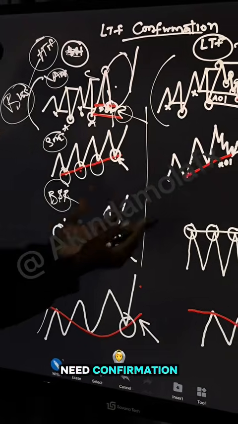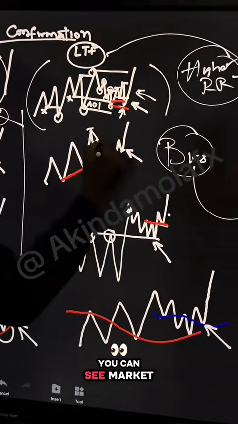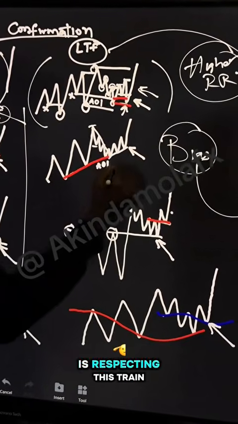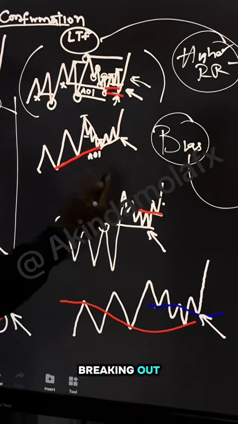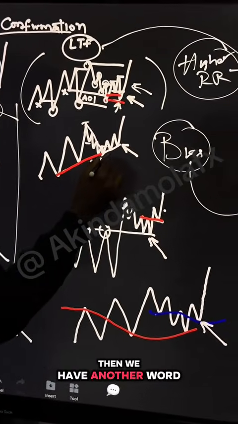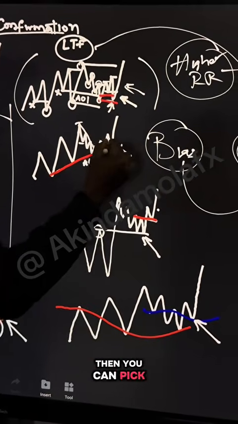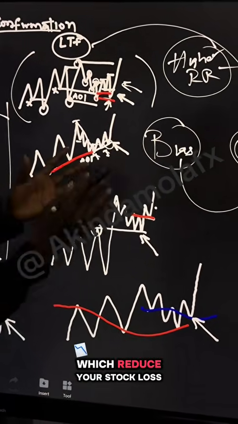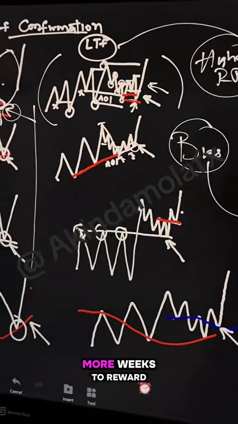You need confirmation. So now going to your lower time frame, what do you see? High, low, you can see the market is respecting this trend line until it broke out from the trend line. After breaking out, that has indicated that, okay, this is making sense to me. Then we have another first touch on the lower time frame, second touch. Then you can pick your buy from here, which reduces your stop loss, increases your win rate, and gives you much more risk to reward.